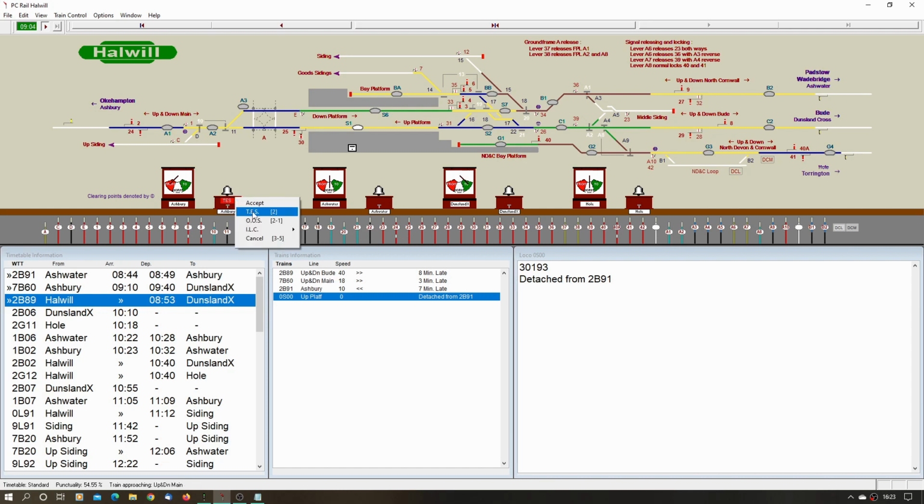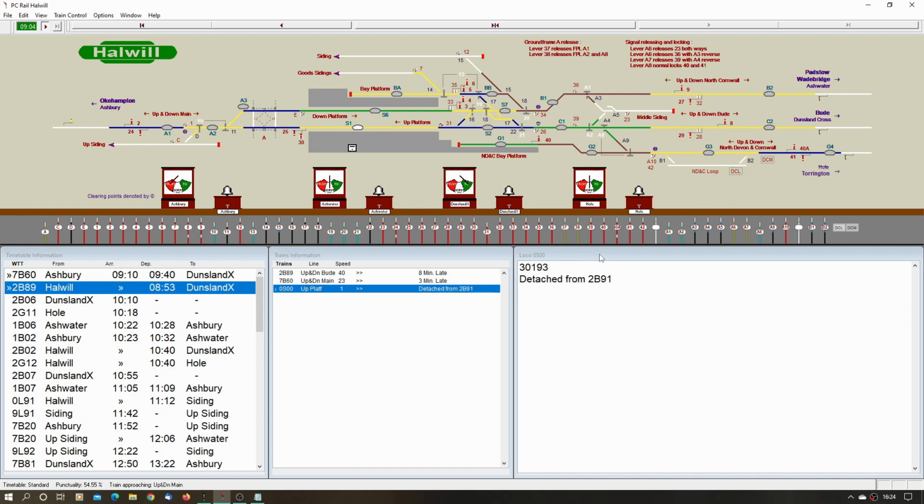Train is-line-clear. You hear the bell. It must have been moving the levers. Right, so that's all the points back to normal there. So we're going to relock everything, and I'm going to run this light engine and put him in the middle siding.